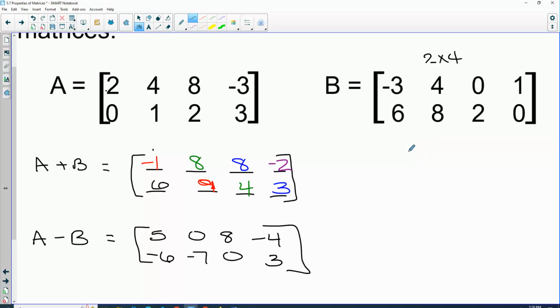Okay, if I said matrix C was this, could you add that to matrix A? No, because I don't have all the same corresponding numbers to add. In that case, you would just say no solution. So in order to be able to add or subtract, they have to match up, have the same number of entries. Is that part okay?